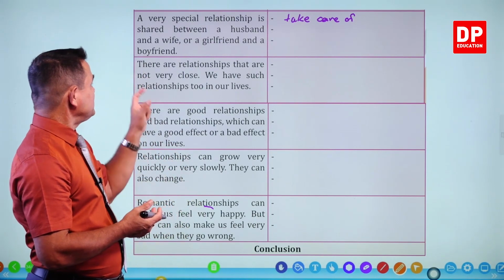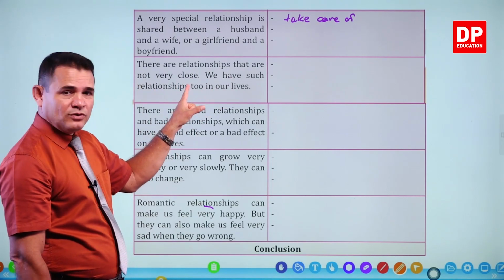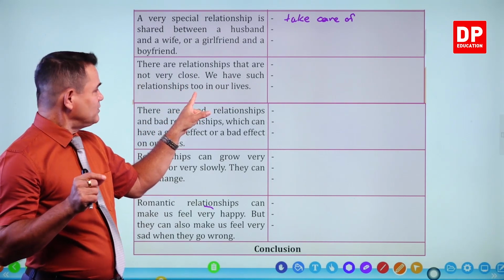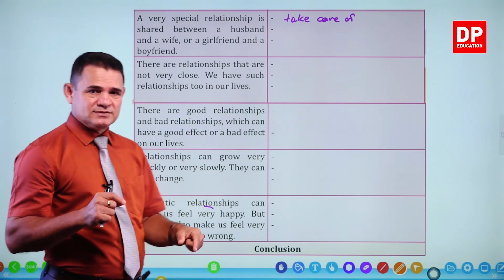And also the next paragraph: there are relationships that are not very close. We have such relationships too in our lives.